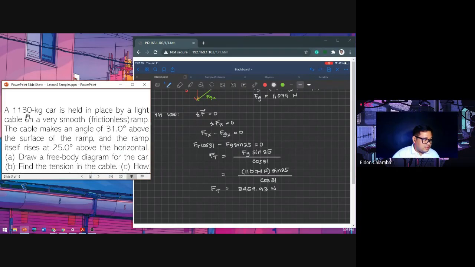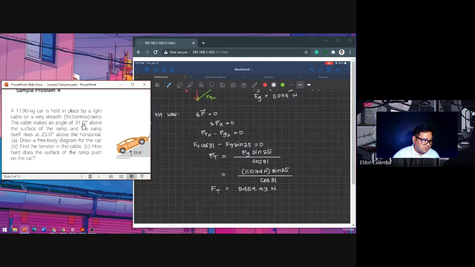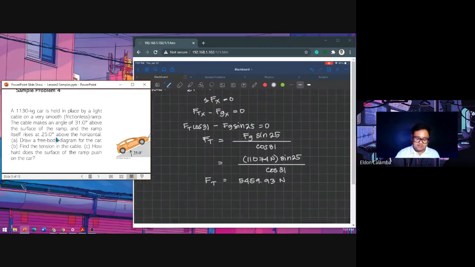1,130. This is 3 sig figs. I have 31.03 and 25.03 sig figs. So gusto ko, I will be expressing my answer into 3 significant figures. So FT, this is 5, 4, so 5, 9, so 9, ang kasunod ni 5, so it's closer to 6. So 5,460 newtons. And that is now our answer.